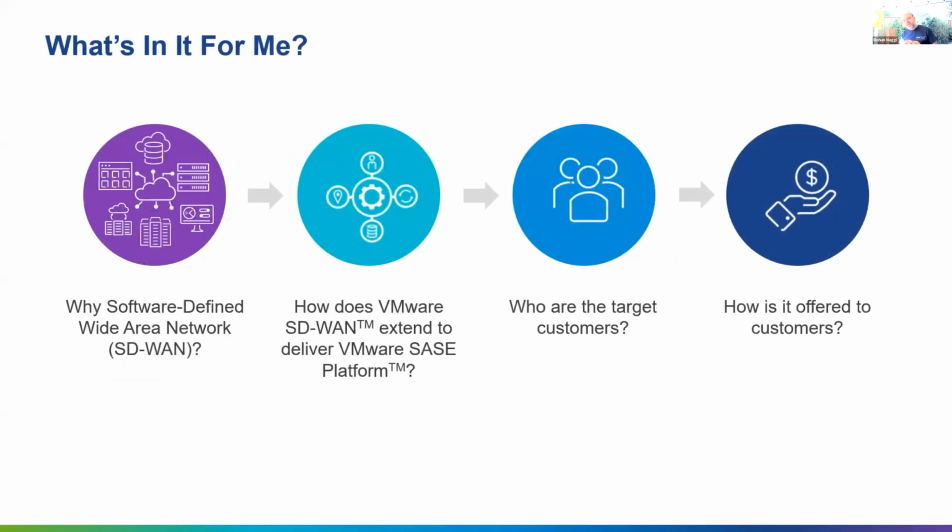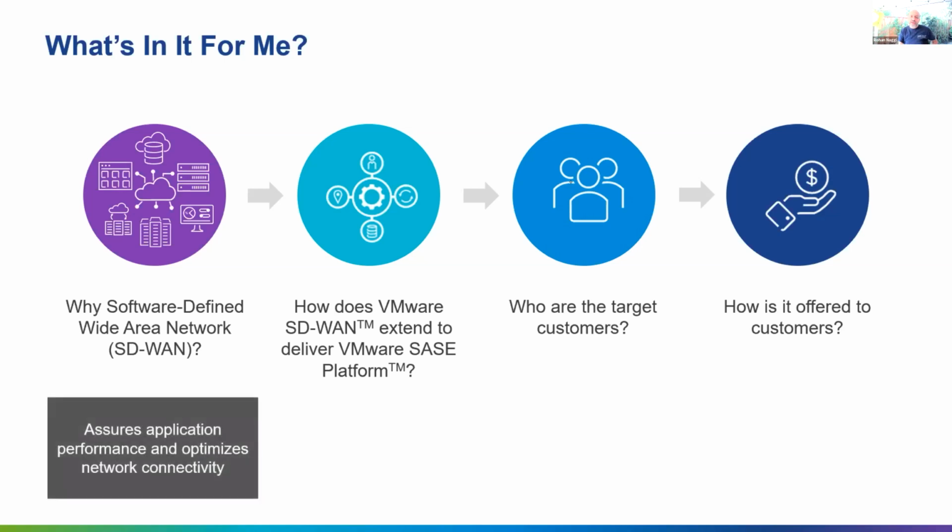To understand SASE, we need to understand the key building block for SASE, which is the SD-WAN, the networking piece of it. Why SD-WAN? How does VMware SD-WAN extend their platform or the fabric into the VMware SASE? Remember, VMware started off with SD-WAN and now it's getting towards the SASE. And now SD-WAN just fits into the SASE umbrella and how it is offered to their customers.